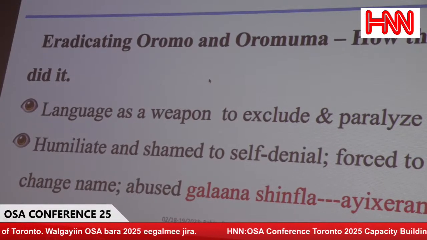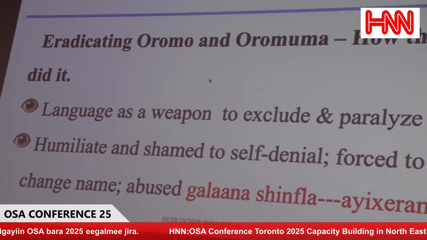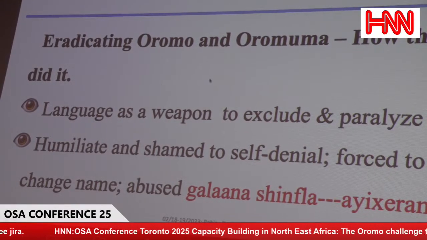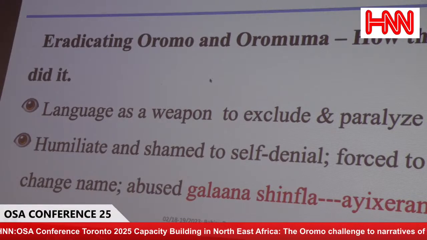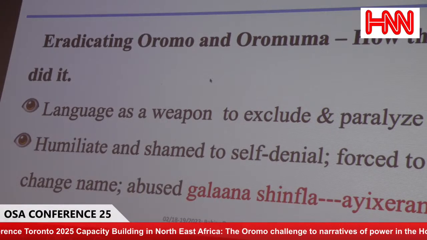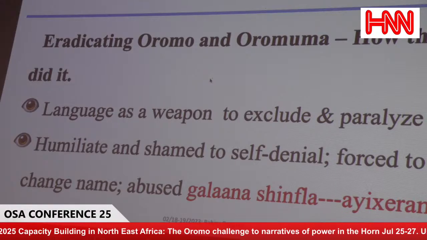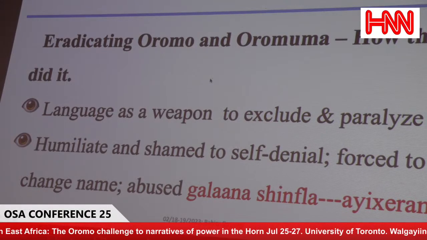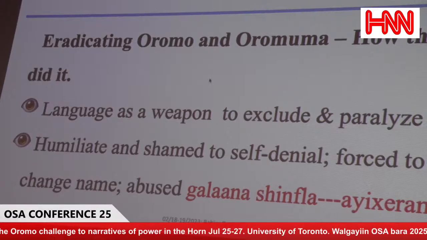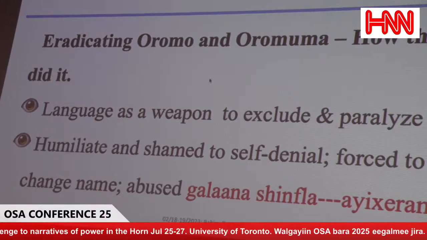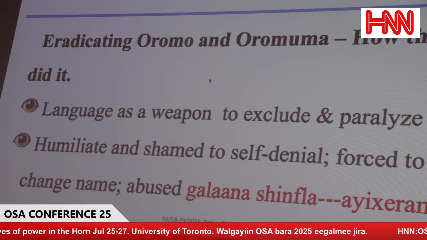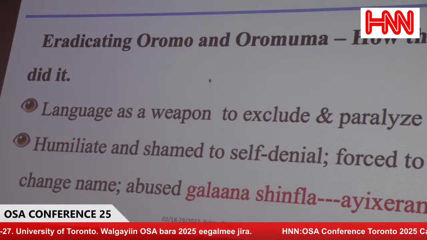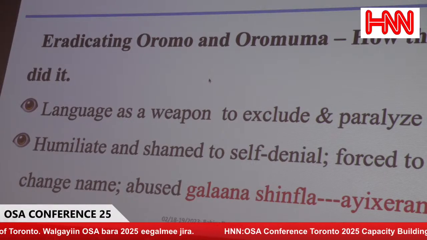How they did it: language is the number one weapon that they used in many different ways, to serve two purposes. One is to exclude you from opportunities that a nation offers to its citizens. In Ethiopia, we were excluded. Even our illiterate citizens could not find a job anywhere in urban areas if they did not speak Amharic.